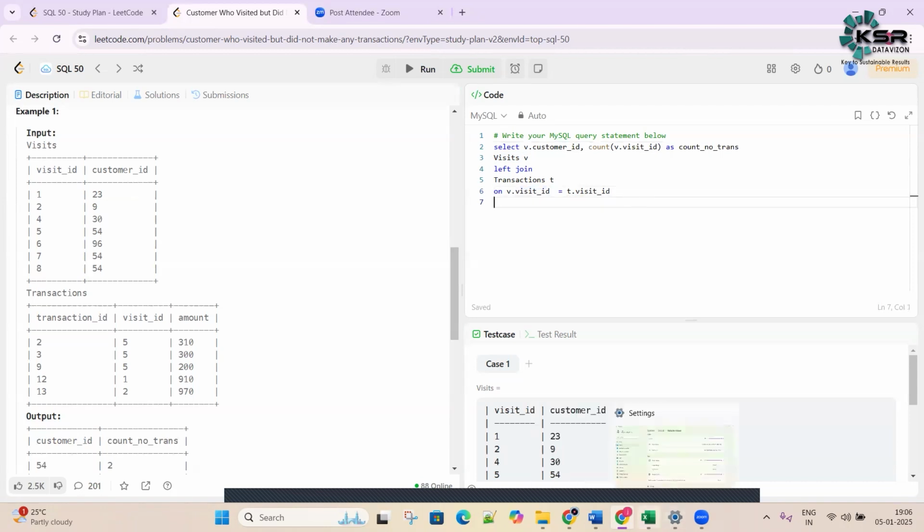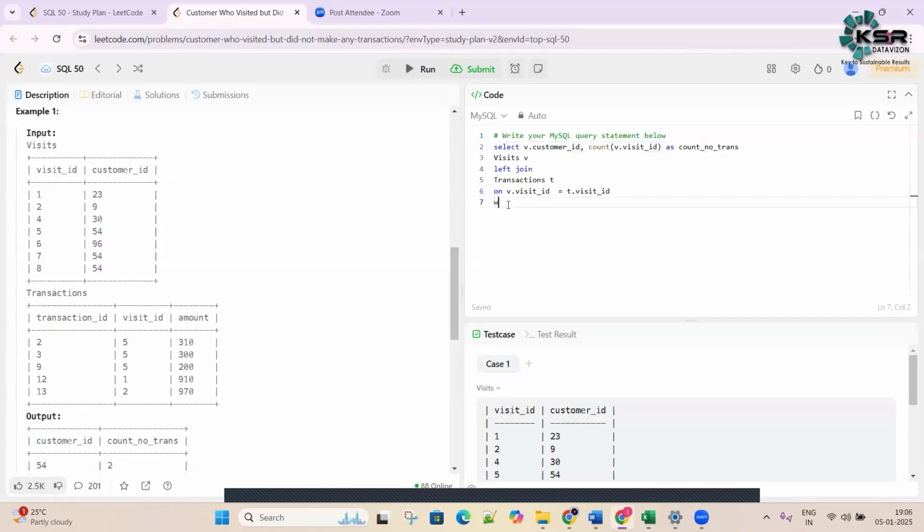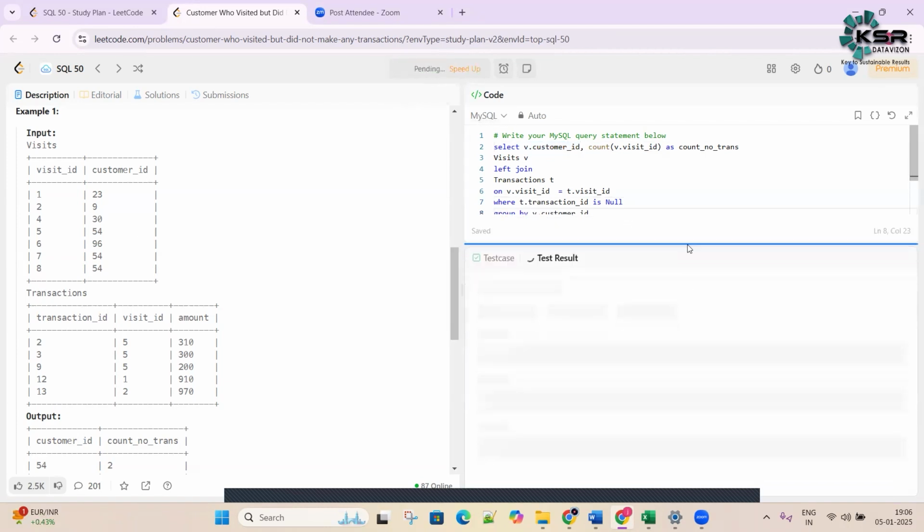Now what I said here is we need to do transaction is null. Transaction ID is null, right? That's why we need the where condition. Where is the transaction coming from? The transaction table. So T dot transaction ID is null. Now, to run this, there will be an error because we are making use of some aggregation, right? We need to group by also. So we say group by. What are we grouping by? We are doing group by V dot customer ID. So that's it. Let's run our code and see what we get out.